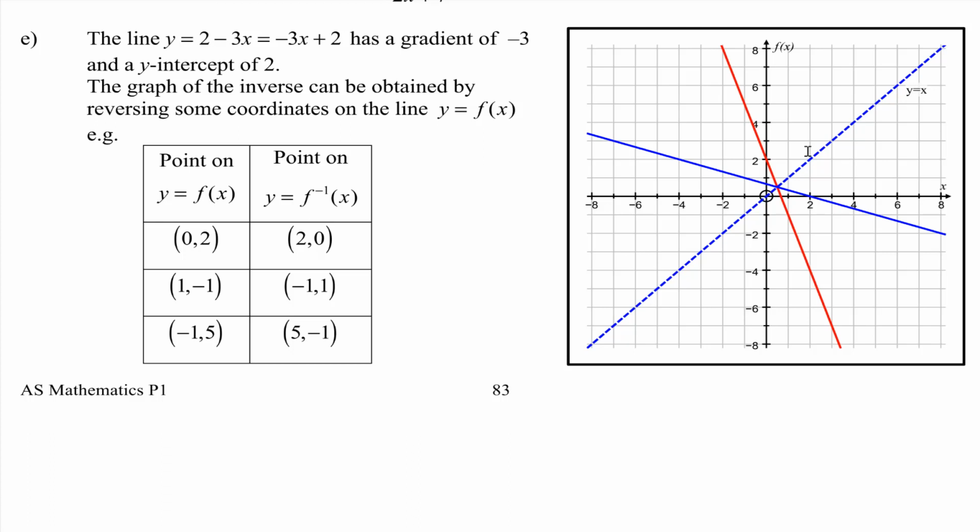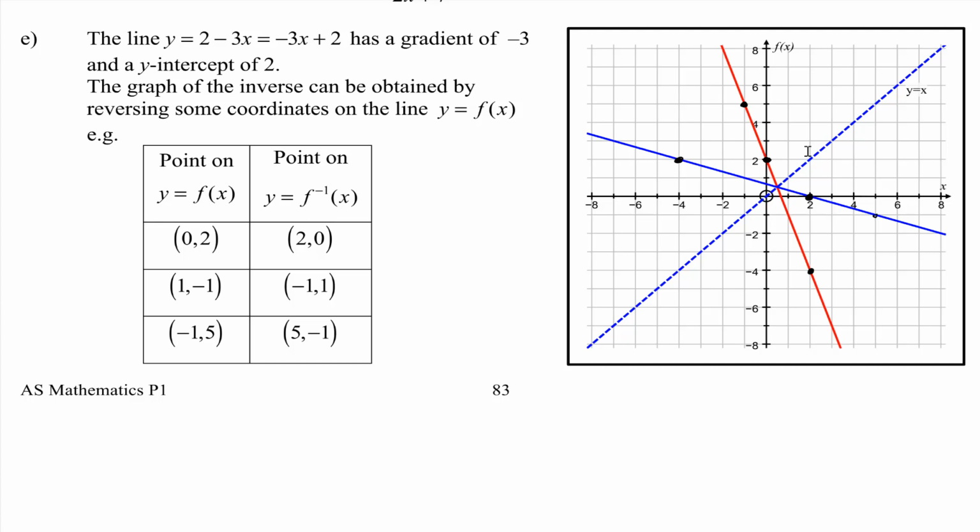So you know on that line, for example, that (0, 2) is on the original line, there it is there. So you know therefore a point on the inverse will be (2, 0), that one there. Another point on the original graph is (2, negative 4), that one there. So (2, negative 4) is on the original graph, so (negative 4, 2) will be on the inverse. And I've got a few other examples there of how you do that. (Negative 1, 5) is on the original graph, there it is there. So (5, negative 1) will be on the inverse function, right there.